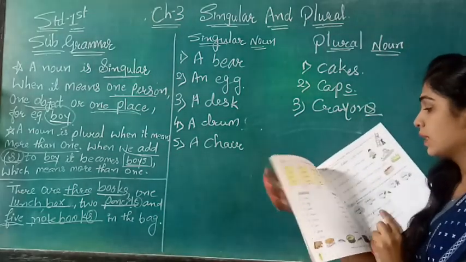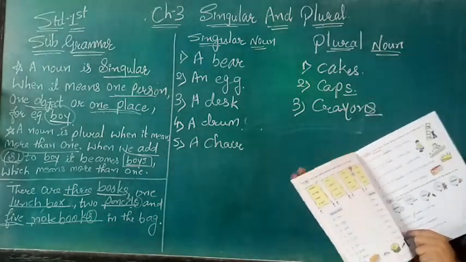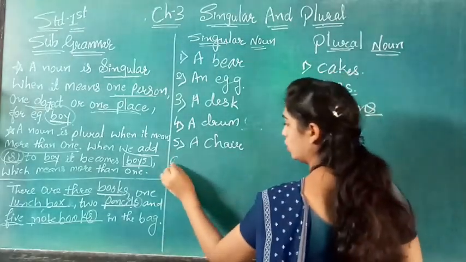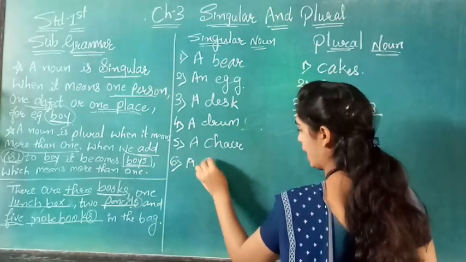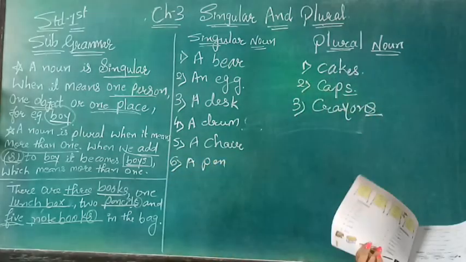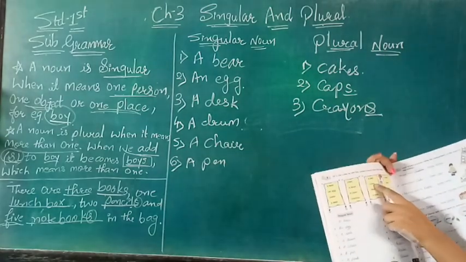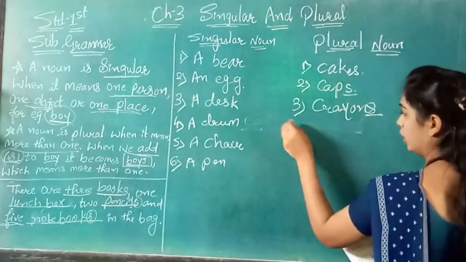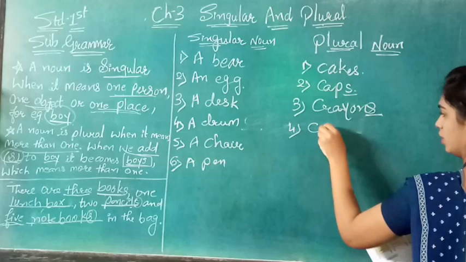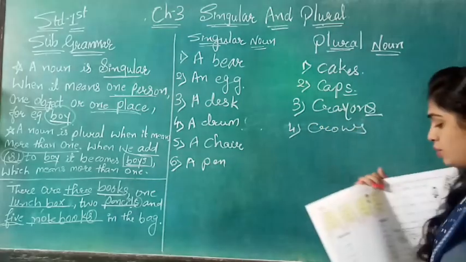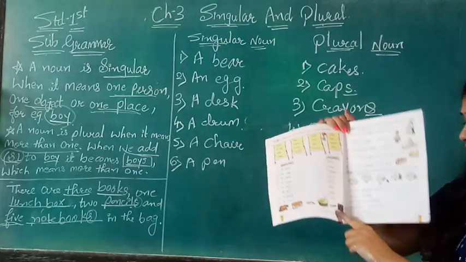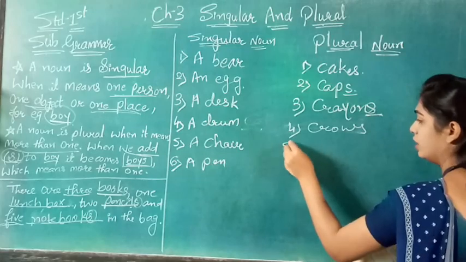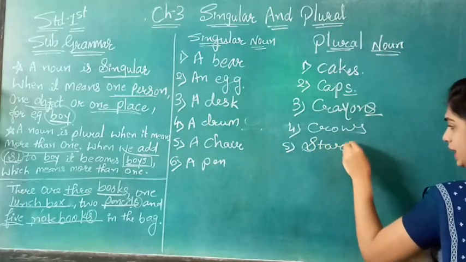Now again, see, third chart is a pen. So here pen is only one, right? So we will write it in singular. Why singular? Because only one pen is there. Now see next, crows. Crows are so many, right? So we will write it in plural. Now what we have given? Stars. Stars, see here 1, 2, 3, 4, 5, 6. So many stars we have given, right? So we will write it in plural again.